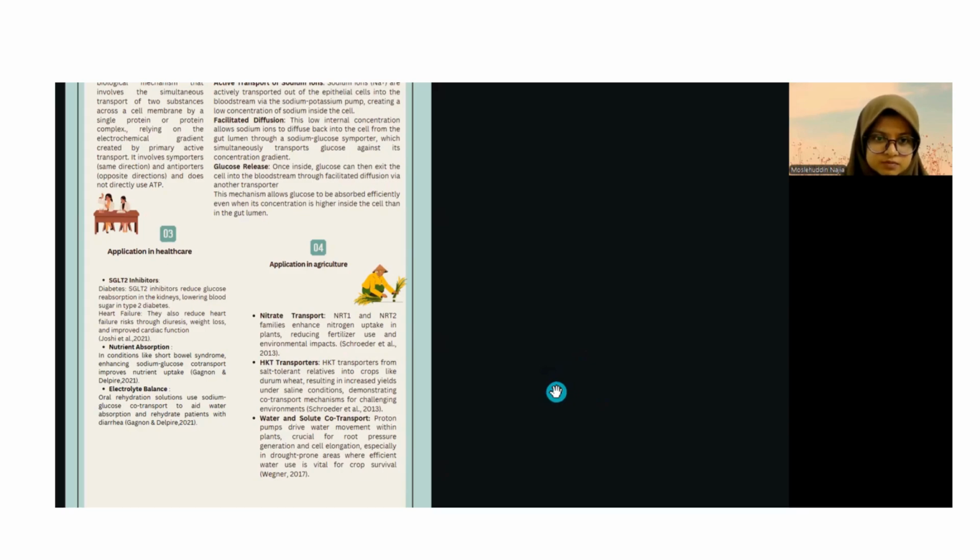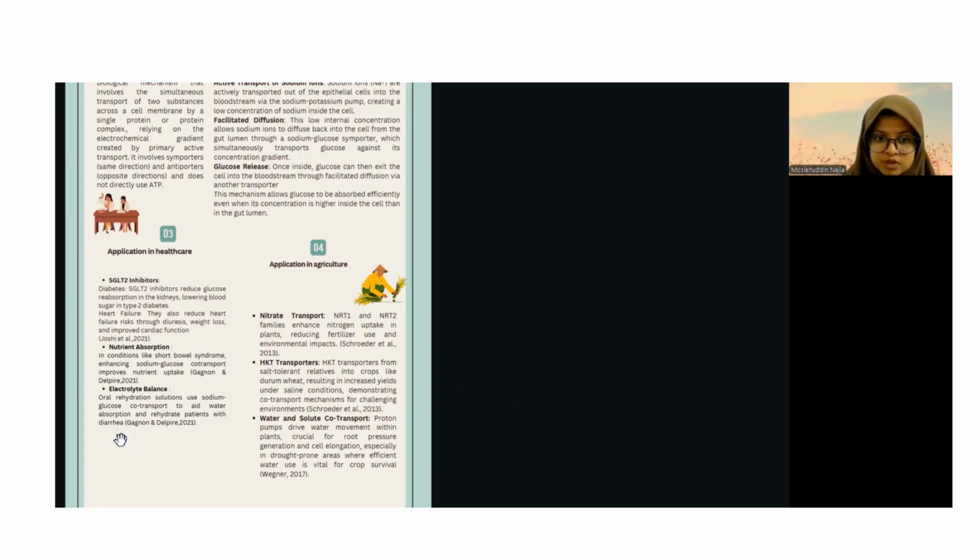First, in healthcare. SGLT2 stands for sodium glucose co-transporter 2. These inhibitors reduce glucose reabsorption in the kidneys, lowering blood sugar in type 2 diabetes. They also reduce heart failure risk through diuresis, weight loss, and improved cardiac function. In conditions like short bowel syndrome, enhancing sodium glucose co-transport improves nutrient uptake.